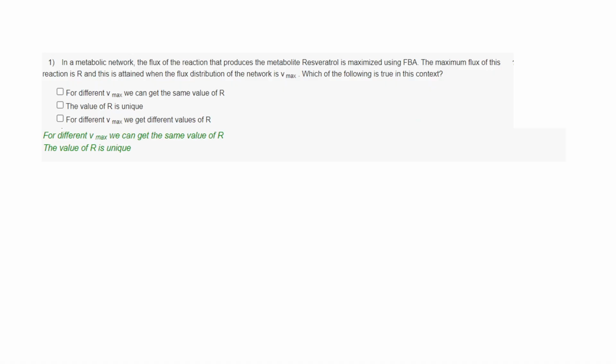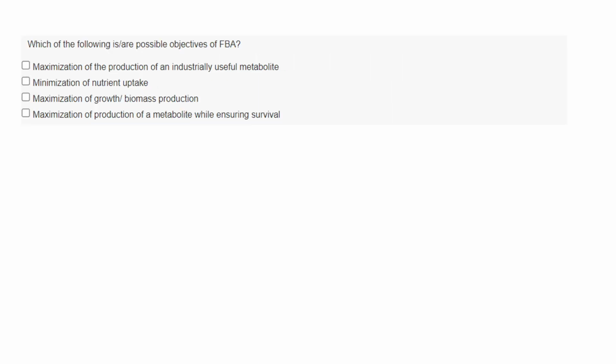Okay. The maximum flux of these reactions are... the value of the flux is not determined by the value of Vmax. So for a different Vmax, the value is not changing. We are changing the bounds, but essentially the flux remains the same. Yeah, and your value of R must be unique.